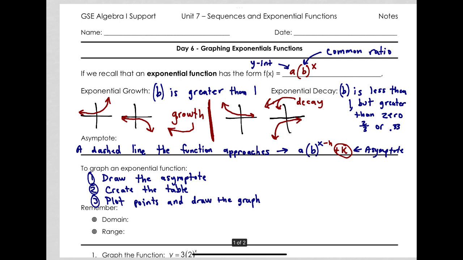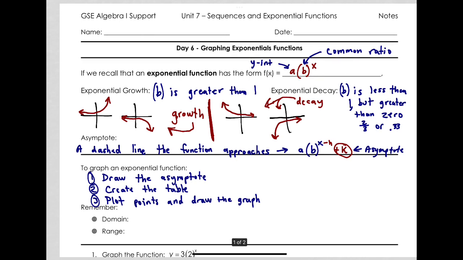Moving along. All right, so domain and range, we already talked about this, I think. Domain is left to right, and range is bottom to top. And we'll talk about that once we get down here to the graph.